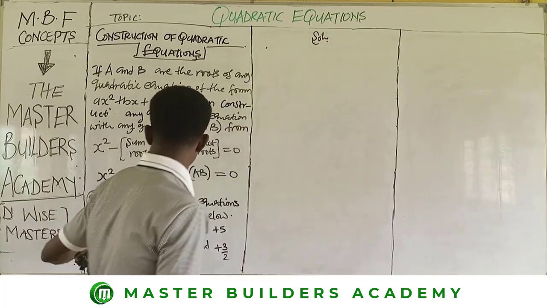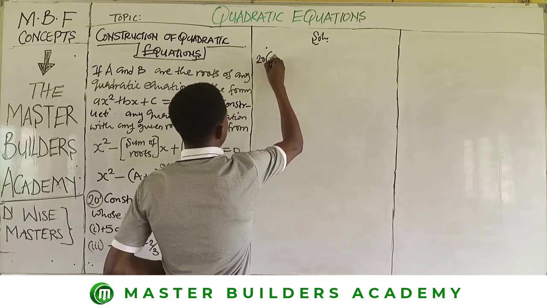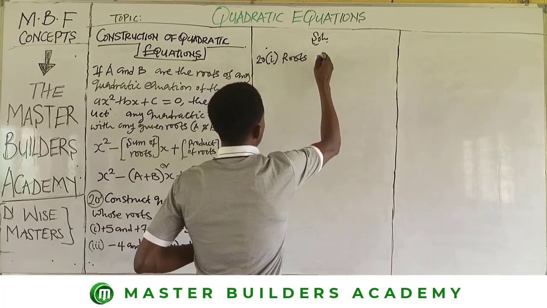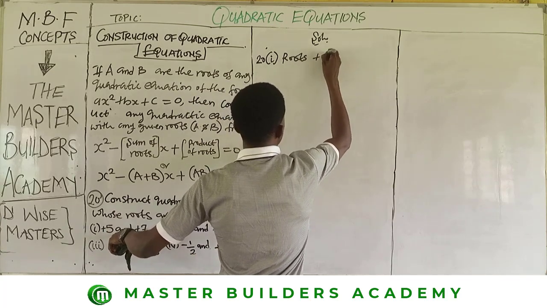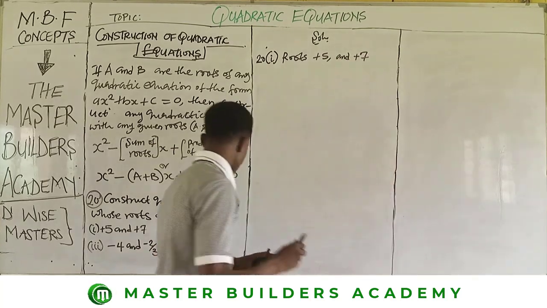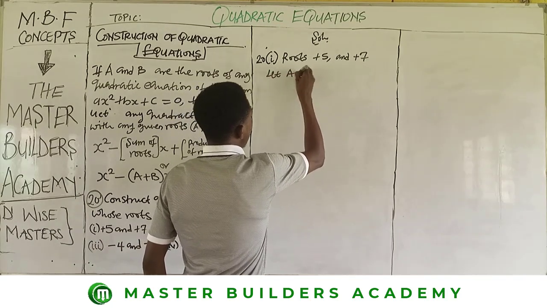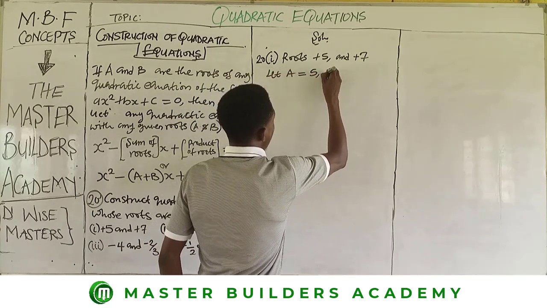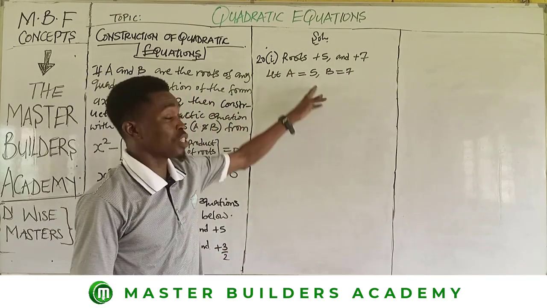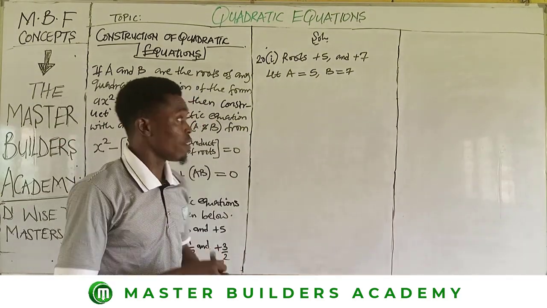So now we are asked to construct question number 20, part 1. We have roots. The roots that we are given are plus 5 and plus 7. So we can simply say let A be equal to 5 and B be equal to 7. We ignore the positive sign because a number standing without any sign is positive. Alright, so now let's go.